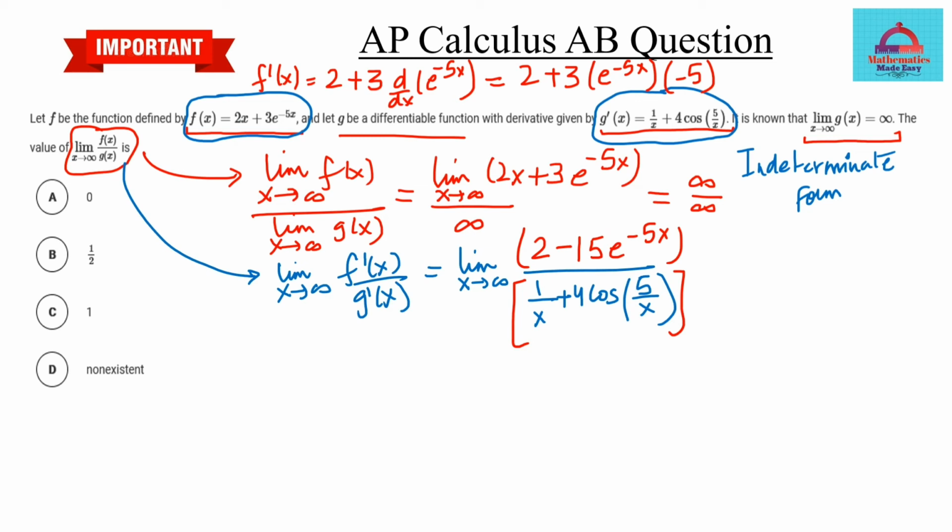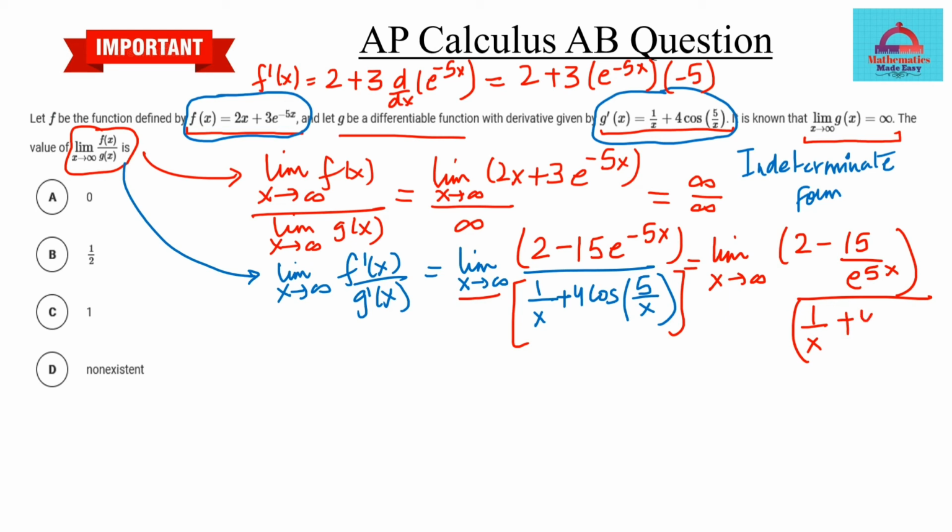Now we have to simplify this limit a little bit, because when we do the limit x approaching to infinity, we need to deduce what is happening here. So I will rewrite this limit in this form: limit x approaching to infinity 2 minus 15 times. Now because this is a negative sign, I want to get rid of this. I'm going to put this as e to the power 5x with the positive. So I've put this e to the power 5x down in the denominator, 1 by x as it is, and this one is 4 cos 5 over x.